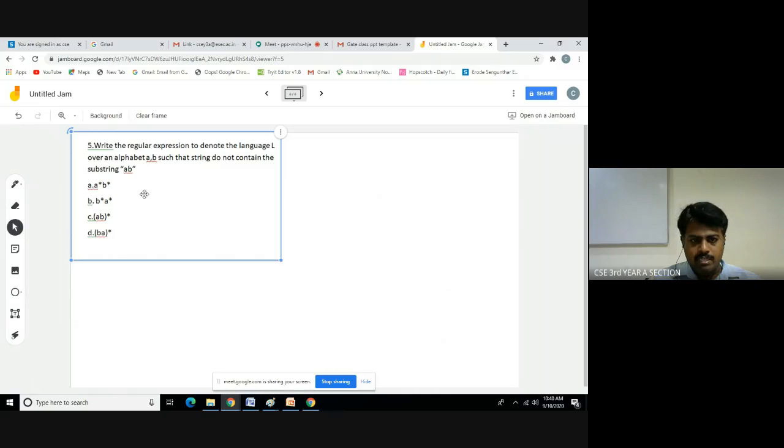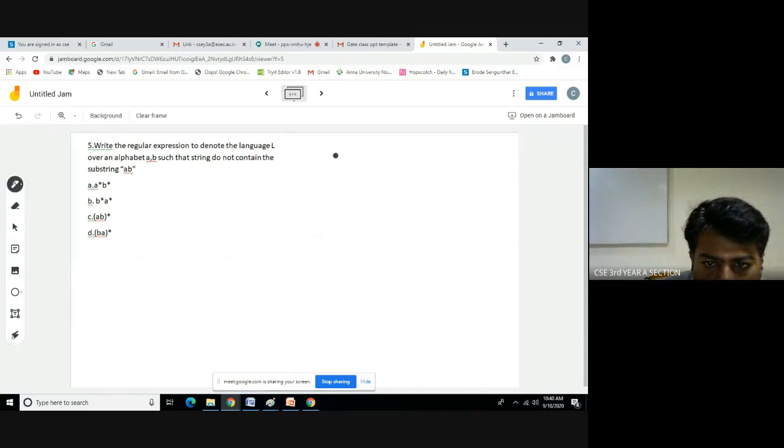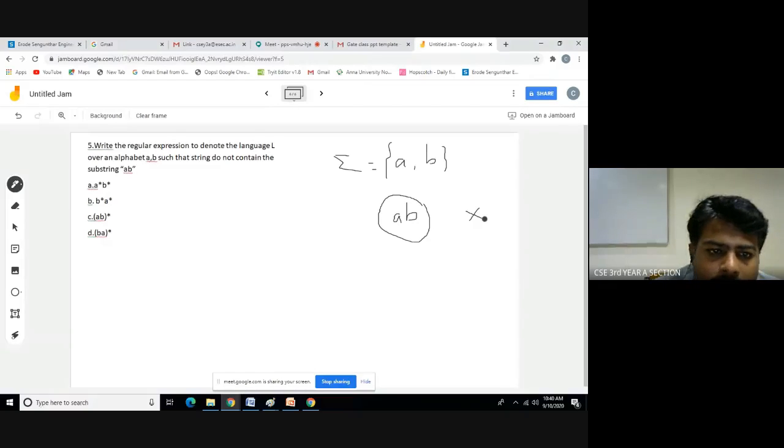The language denotes some language, and your alphabet is a, b. You can generate whatever string along with the given alphabet, that is no issue, but the substring AB must not come. So according to that, you have to consider. If the AB substring comes, that particular string is not accepted by the regular expression.